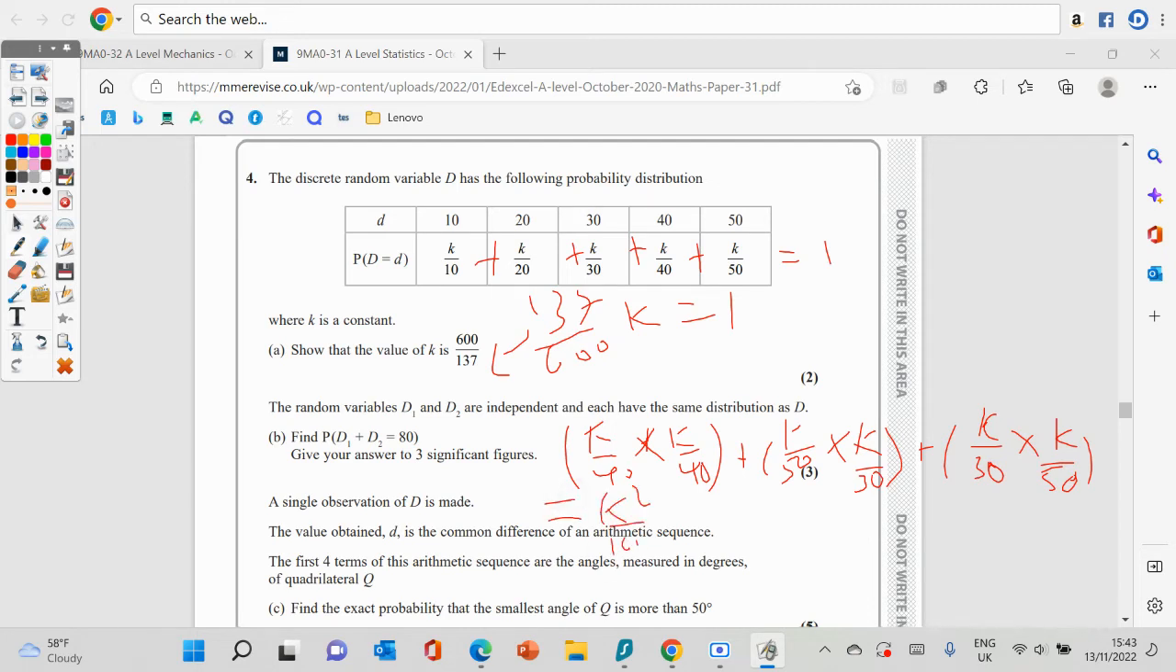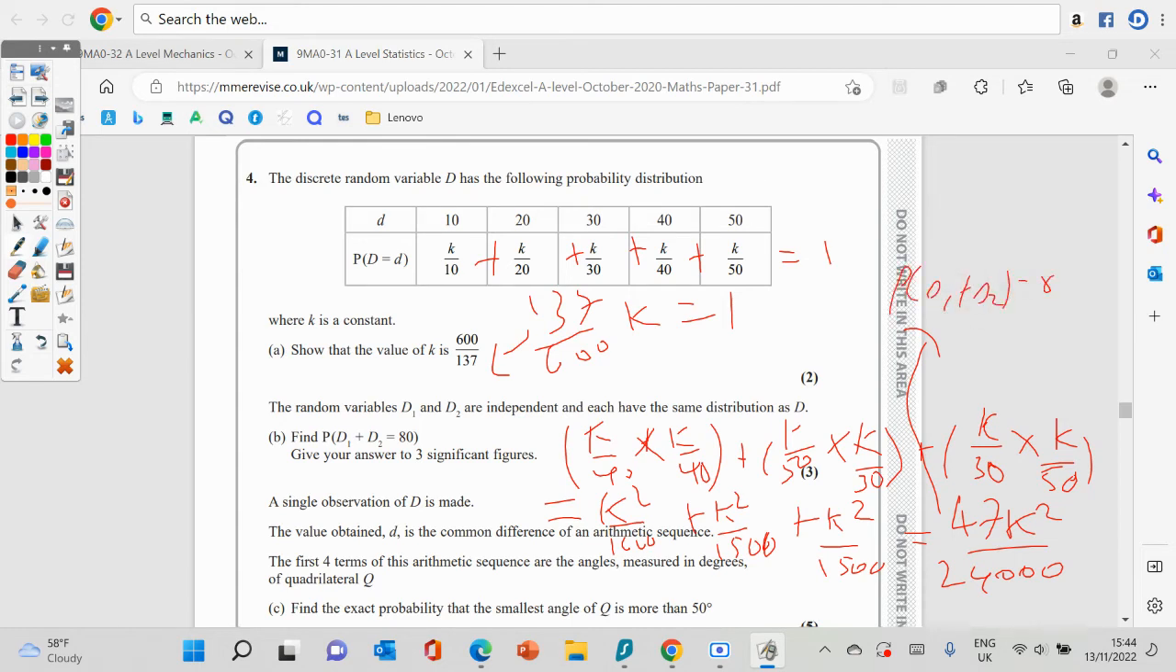So we get k squared over 1600, k squared over 1500, and a k squared over 1500 again. Okay. Now, if we add them all up together, we get that if you do it on your calculator. I've just done it myself. Now, we know the value of k. So if you sub k in for that, let's try it. Let's do it on my calculator. You get the probability of D1 plus D2 equals 80 is 0.0375619, so 0.0376 to the 3 significant figures.